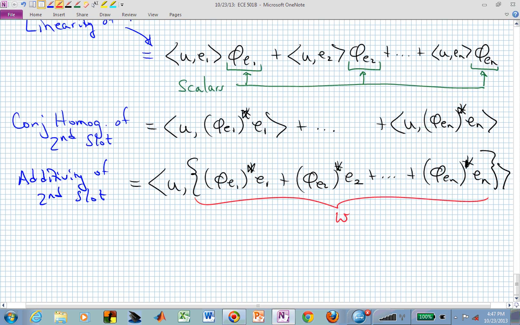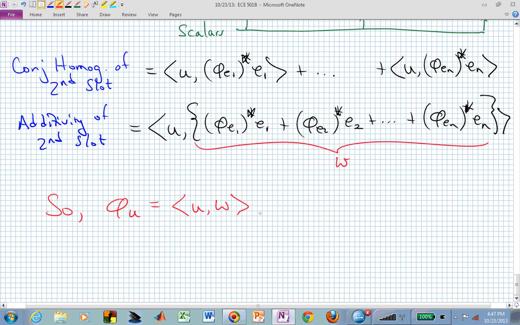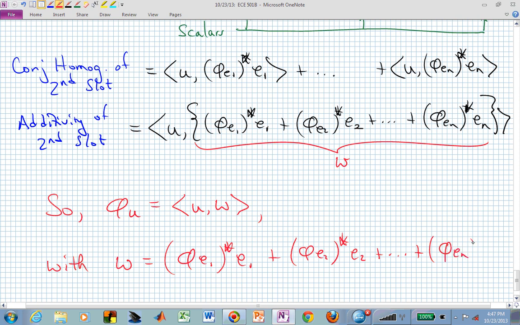Meaning I now have converted this linear functional phi sub u is now equal to the inner product of u with w, with the w vector actually being phi e1 conjugate e1 plus phi e2. That's the linear functional operating on e2, and that will just give me a scalar times e2, all the way to phi e sub n conjugate e sub n.